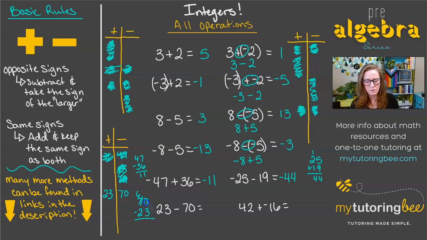So let's do some regrouping here. 10 minus 3 is 7, 6 minus 2 is 4, so we get a 47. And then of the two numbers, 70 is our larger number, it's negative, so our answer is negative.